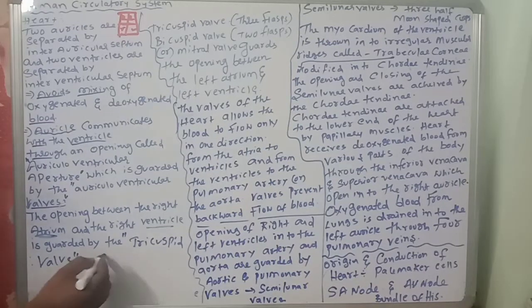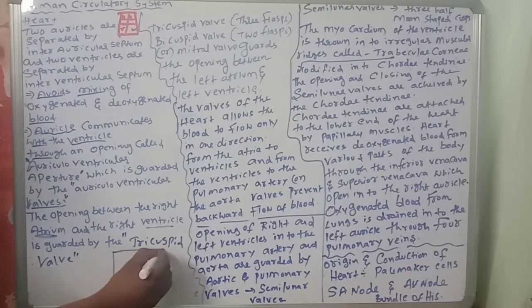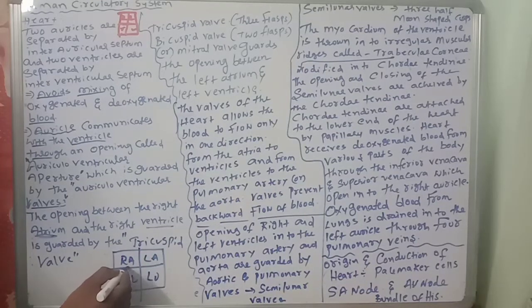So observe very carefully, children. This is the heart, for example. How many chambers? Right auricle, left auricle, right ventricle, left ventricle. In between the right auricle and right ventricle, here is the tricuspid valve. In between the left auricle and left ventricle is the bicuspid valve.